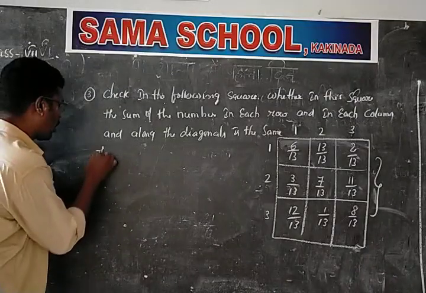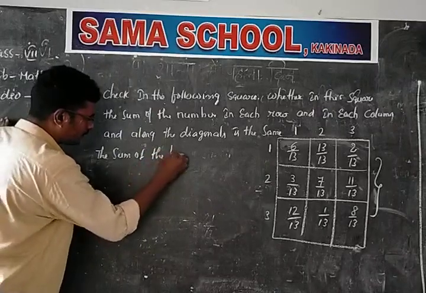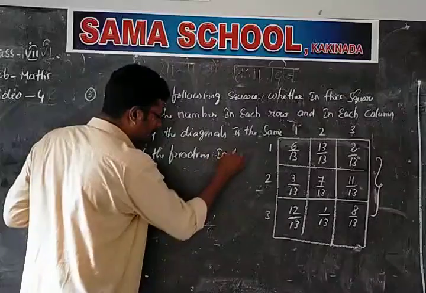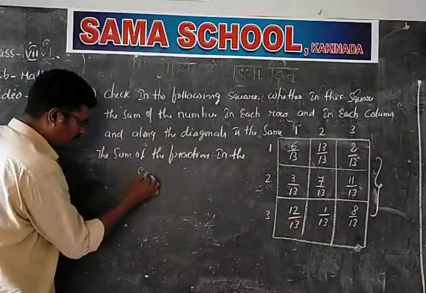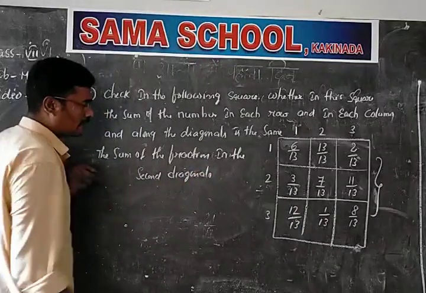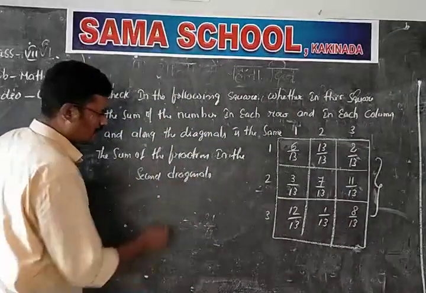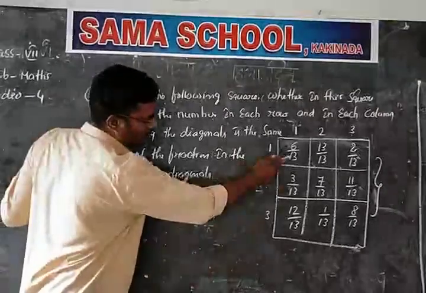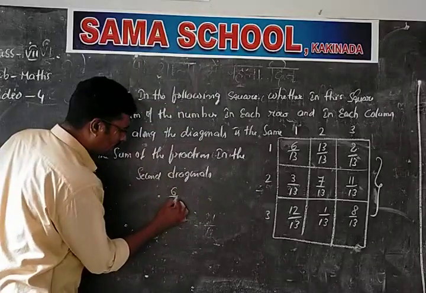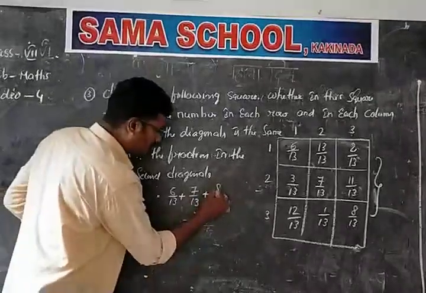The sum of the fractions in the second diagonal. This is the second diagonal. Take the fractions: the given fractions are 6 by 13, the second one 7 by 13, the third one 8 by 13. 6 by 13 plus 7 by 13 plus 8 by 13.